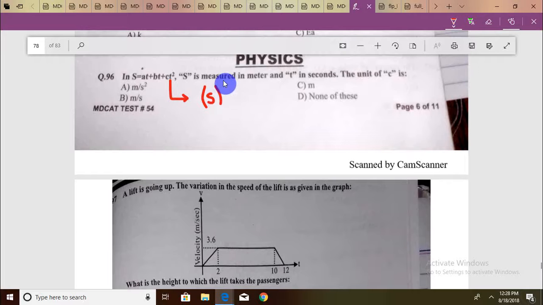C should have a unit such that in total CT square has a value of meters. So if C had this value, this would have cancelled out and we would have been left with meters as an overall value. So the answer is A.